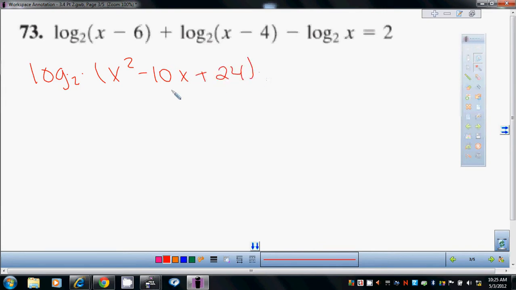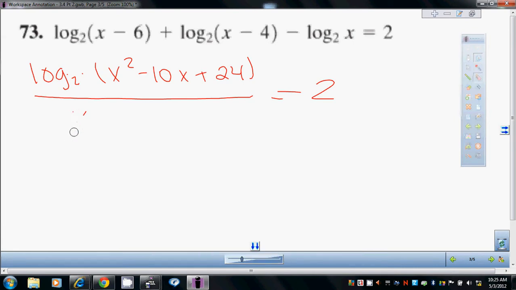So, first thing she's doing, where the addition is, she's multiplying, and she went ahead and FOILed that out. Now, actually, it's just this part over. Now, where the subtraction is, she's dividing by x. Equals 2. Yes. Since they all have the same base, they can all go in the same log.